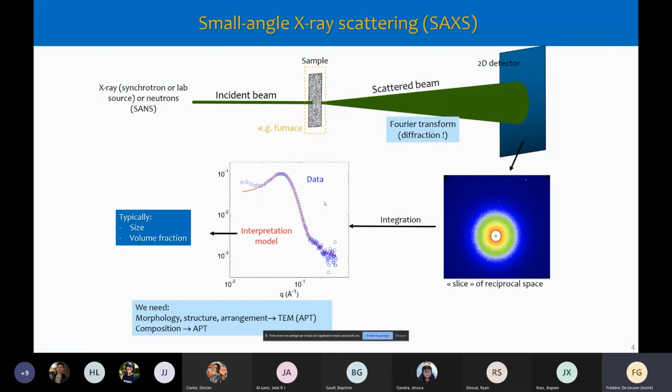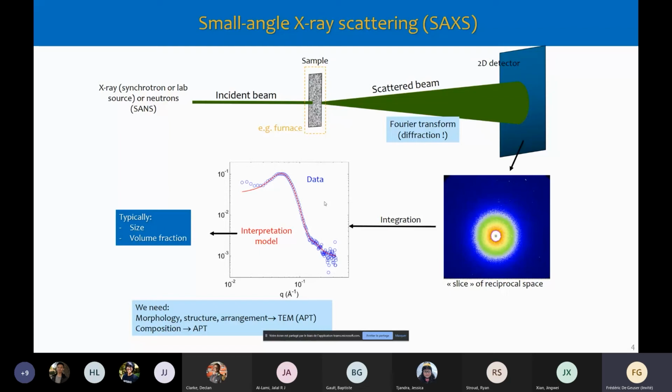So this is a reciprocal space technique, so it needs an interpretation model. You can't really just see what you want. So it means that you need to combine this technique with other techniques, real space techniques, mostly microscopy, APT, etc. But if you have an interpretation model, let's say we have spherical precipitates, you can parameterize this model, fit it to your data, and extract typically the size and the volume fraction.